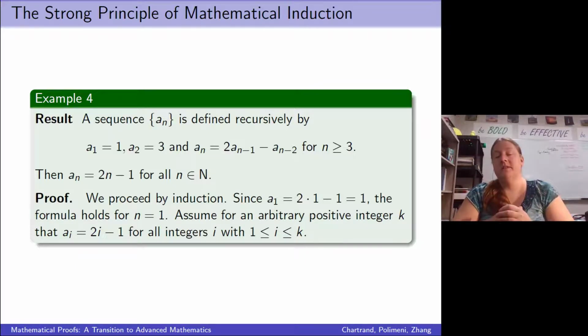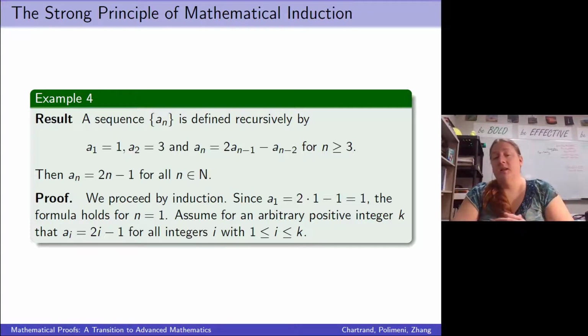So to prove this, I'm going to use induction. I have the two base cases, a sub 1 and a sub 2, and I can check that those actually hold. So a sub 1, I have 2 times 1 minus 1 equals 1. A sub 1 was 1, and plugging 1 into 2n minus 1 gives me 1 also. So this holds for n equals 1.